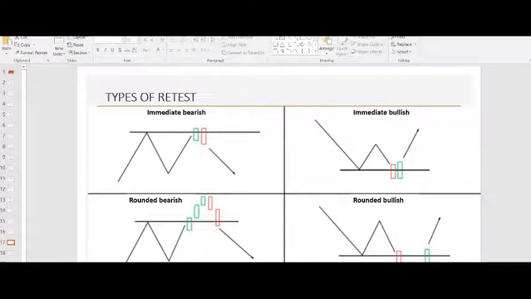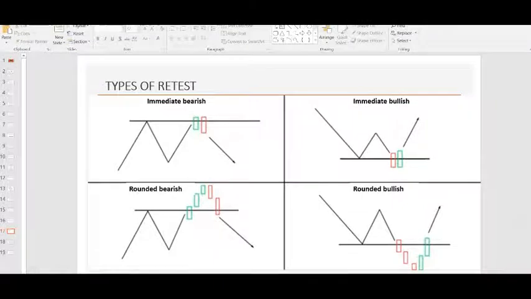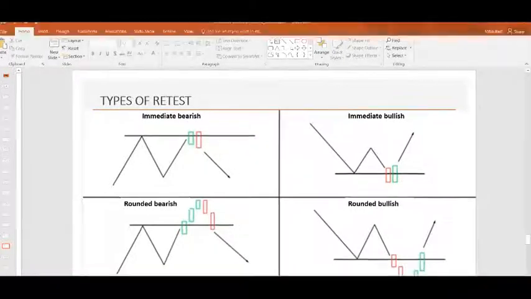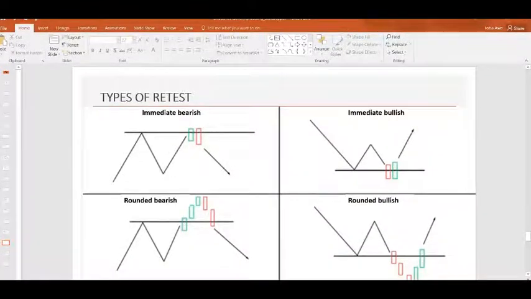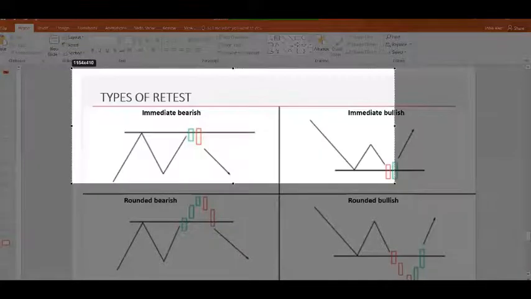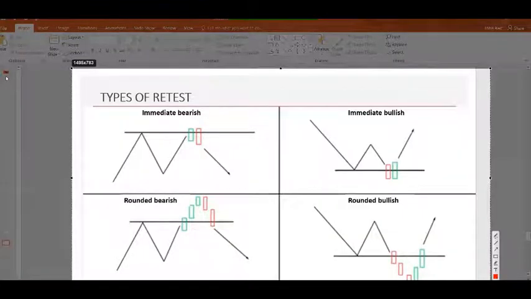So this is a chart showing the two types of retest I explained now: immediate retest and a rounded retest. It's good to draw these things first, then we go to the chart. So this is your SRO line, support resistance. This is support, resistance.